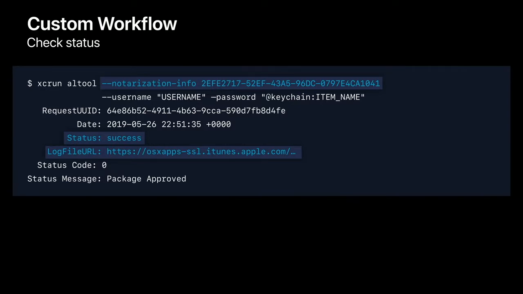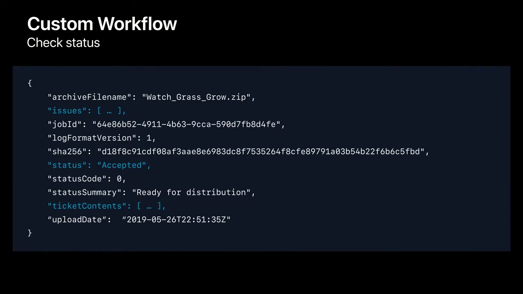Now, the log file URLs are not long-lived. They only work for about a day. So really, you probably want to pass around the UUID. And whenever you call notarization-info, you'll get a new log file URL. Here's an example JSON log from a successful processing. Notice that the status was accepted.